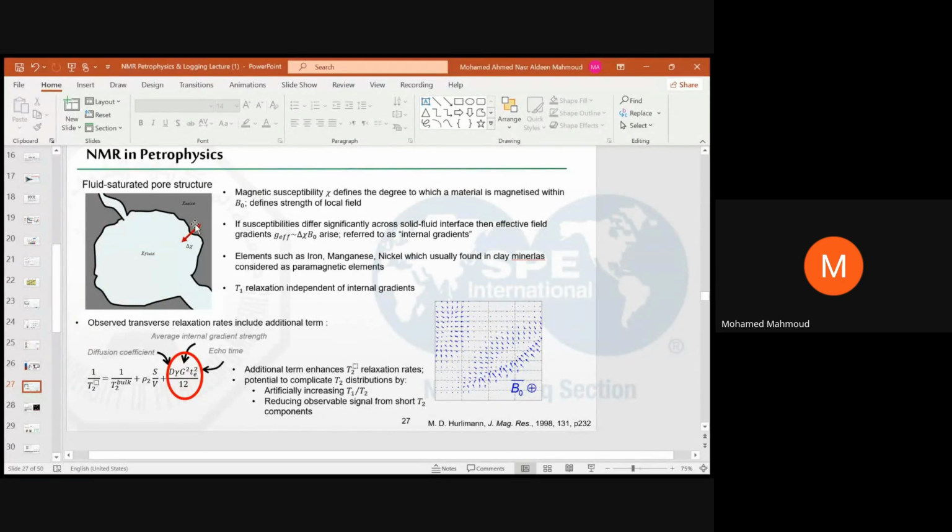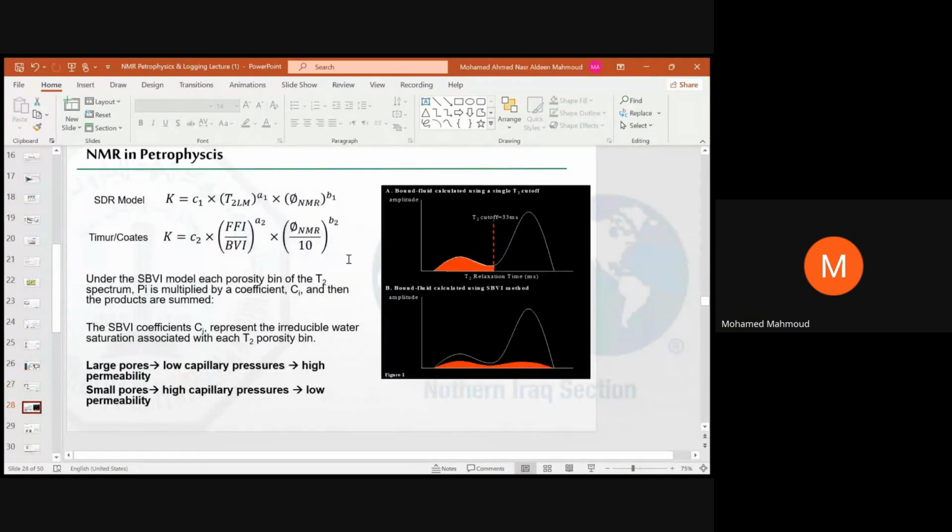So we could have iron, manganese, for example, some clay minerals, also nickel, usually found in clay minerals. These are considered paramagnetic ions, elements, and they will impact the magnetic field. So in this case, we cannot consider that we have a homogeneous magnetic field, and this term will be considered and also affect the measurements. Also, we can get permeability.